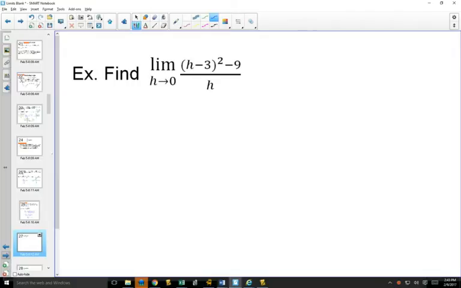So in this example, right now, with the limit, we're dividing by 0. Basically, what we want to do is use our algebra skills to rearrange this to somehow get rid of that dividing by 0. Any suggestions?